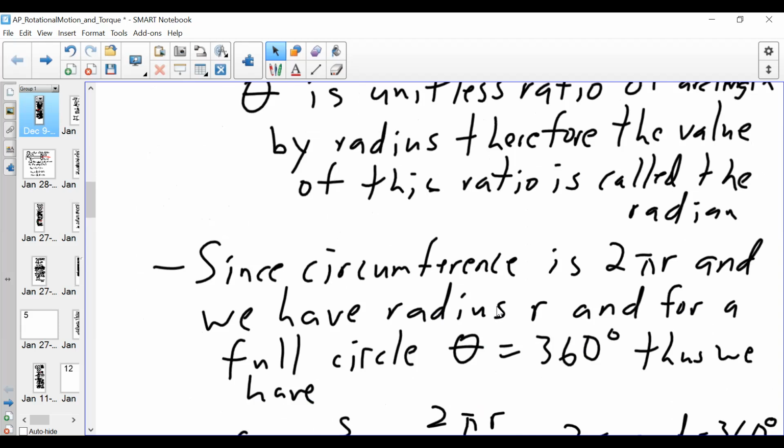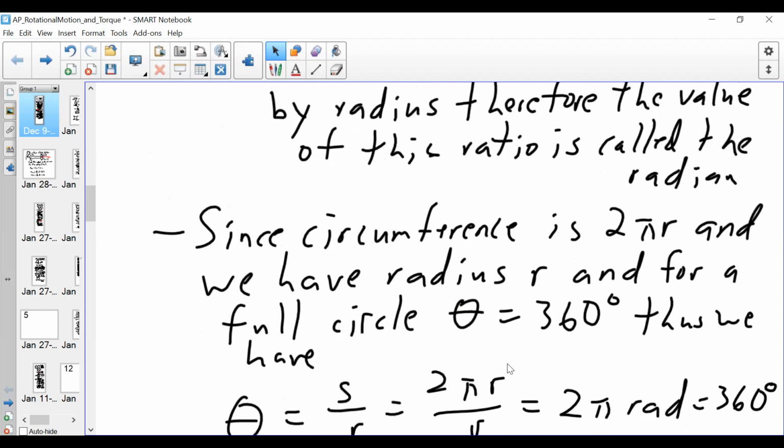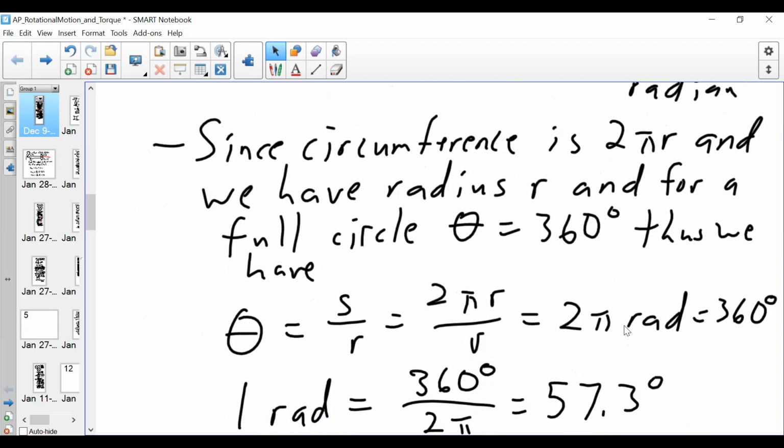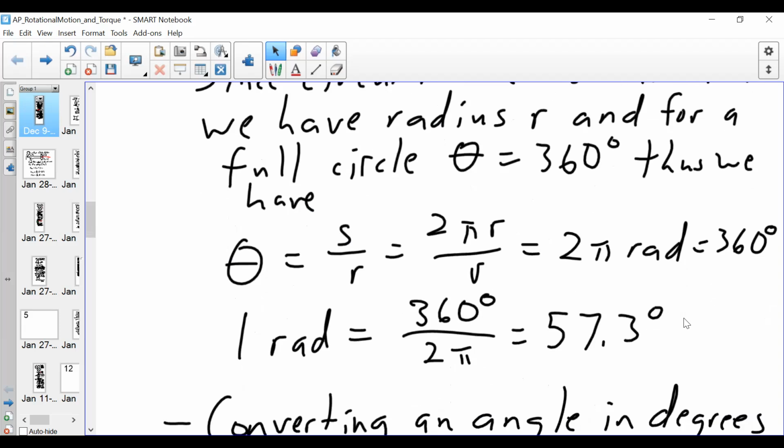If we go around the entire circle, one revolution is equal to the circumference of the circle, which is 2 pi r, and we have radius r, and thus for a full circle, theta equals 360 degrees, we know that angle theta can be re-expressed in terms of 2 pi radians, which of course is 360 degrees. So the complete arc length of the circle, the circumference given as 2 pi r divided by r, is 2 pi radians, 360 degrees. Degrees can be commonly talked about in terms of radians.